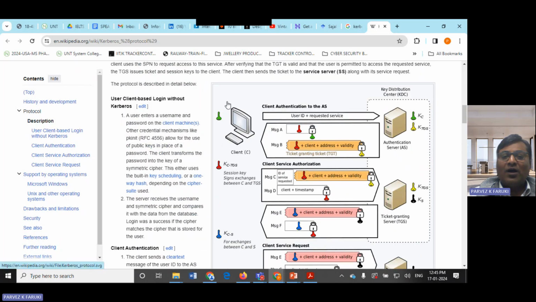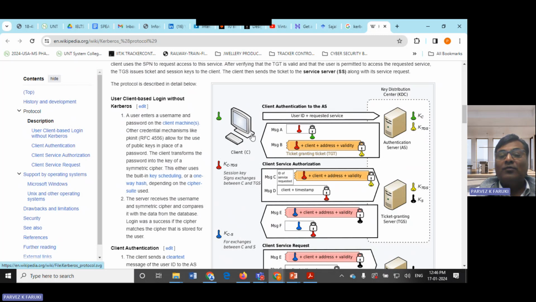Now, if you are accessing your email, what is important with your email is your email ID and your password to log on to your Google email application, to your mail client.